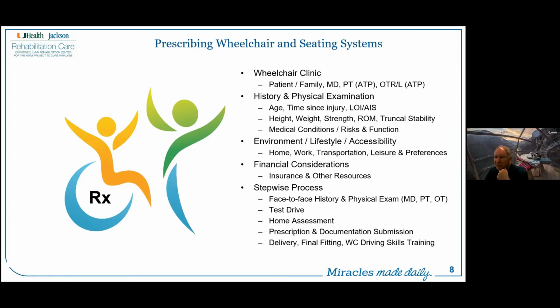The history we're going to talk through a little bit more in detail later, but is going to include the individual's age, time since injury, the level of the injury, and their completeness of injury. Their height and weight, as well as strength, range of motion, and truncal stability need to be taken into account, as well as additional medical conditions and risks that we talked about, as well as their remaining function. We need to know the environment that they're going to be in: home, work, transportation, leisure, and other types of opportunities to accommodate their lifestyle that is going to give them the best quality of life.